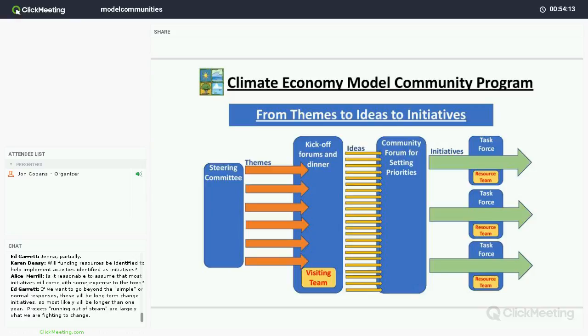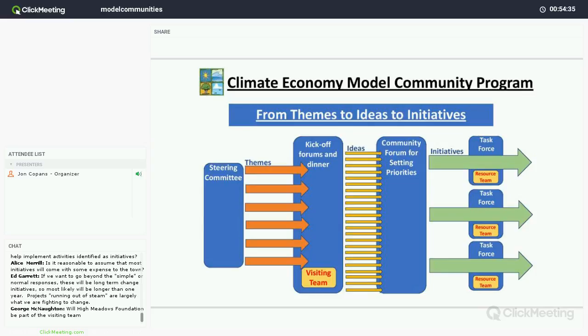Alice asks, will these initiatives come with some expense to the town? Again, this very much depends on what those initiatives look like. I think it's entirely possible that some of those initiatives will require some sort of skin in the game or financial resources from the municipality. It's also possible that some of those don't.